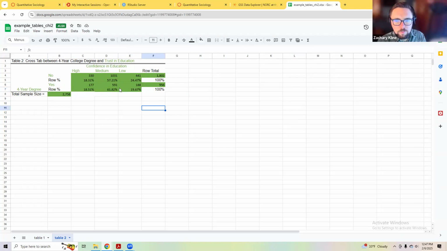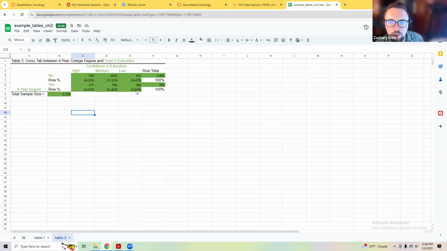So now, looking at this, we can start to compare some of the percentages. Again, we'll do a little more of this in class, but I'll just give a couple examples. Seems like both those with and without a 4-year degree are equally likely to have a high degree of confidence in education. However, those with a 4-year degree are more likely to say medium than low relative to those without a degree. In other words, those with no degree are more likely than those with a 4-year degree to say that they have low confidence in education.